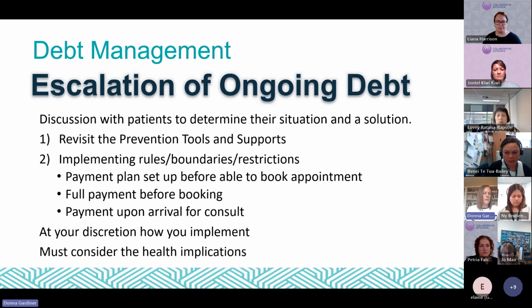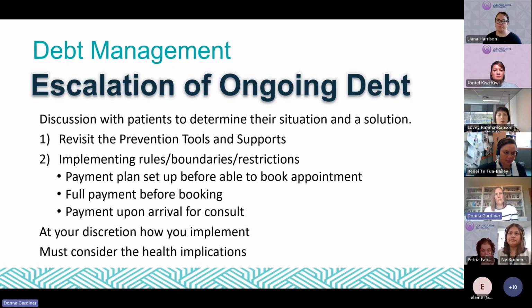So then when it is escalated, obviously, like we've said, it goes usually to the practice manager or to your debt champion. The patient's already had all their reminders now, so now you're moving into that stage of having a discussion with the patient to really determine what their situation is and try and find a solution or a plan going forward. So revisiting all of those prevention tools and supports, now that they're having a conversation with the practice manager, maybe an automatic payment does seem more appealing. And then looking to implement some rules or boundaries and restrictions around the patient as well.